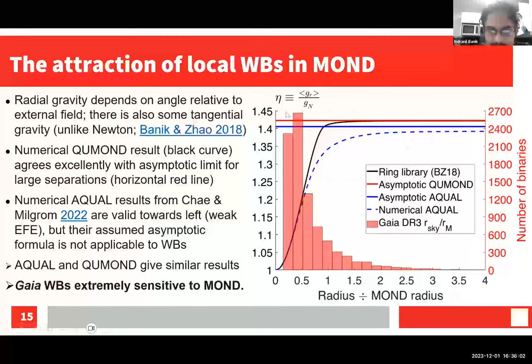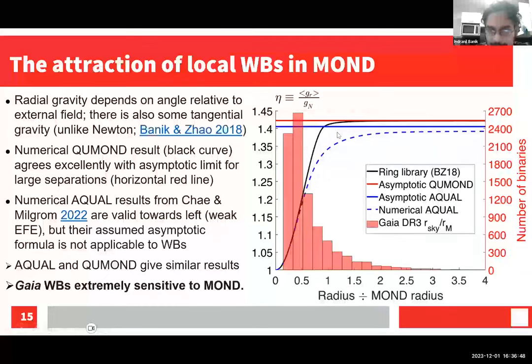What we've done then is plotted this eta as a function of the radius divided by the MOND radius. So this actually applies to all white binaries in the solar neighborhood, not for any particular mass, but if the mass was larger, then the MOND radius would be larger. So this black curve shows the main result that we are using in the paper. The red line shows the asymptotic result for large separations in QMOND, which is what we're exploring. So you can see the numerical results nicely fall on the red line at large separations. This blue line is the asymptotic AQUAL result.